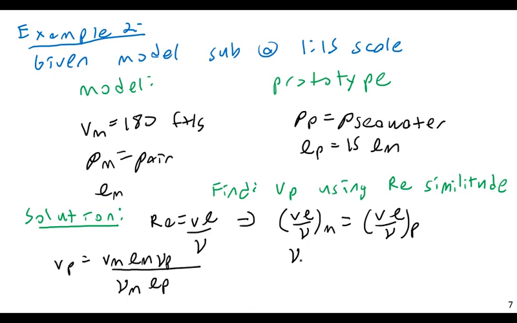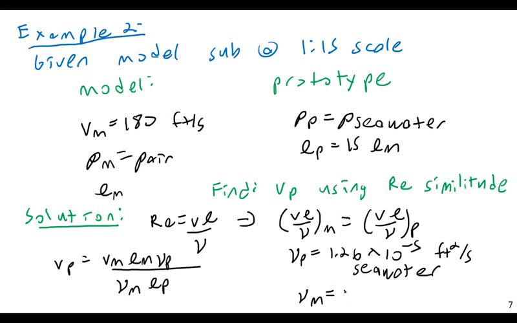Now I can look this up in a table and find the viscosities. Nu P for seawater is 1.26 times 10 to the negative 5 feet squared per second, and this is for seawater. I'll need to finish this on the next slide. And the viscosity for the model is going to be 1.57 times 10 to the negative 4 feet squared per second for air. Those are relative viscosities.